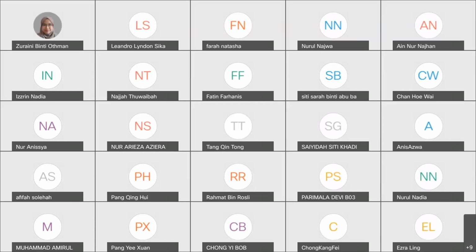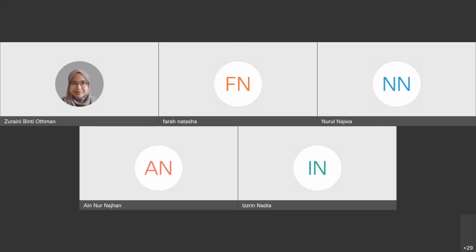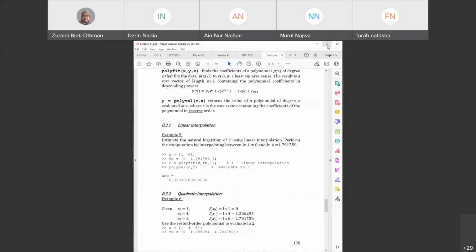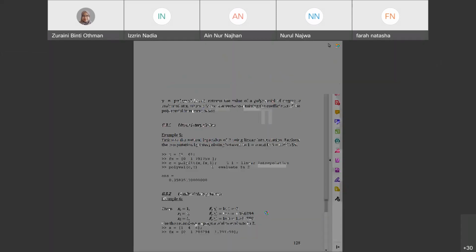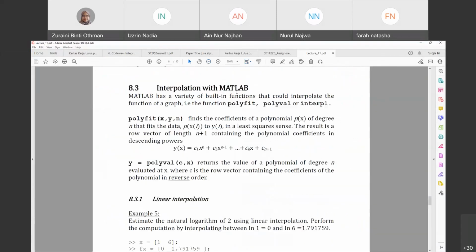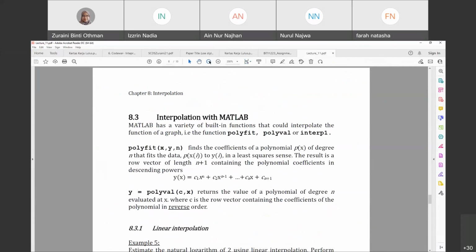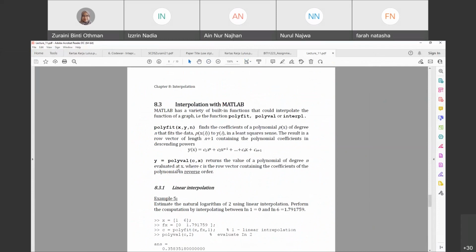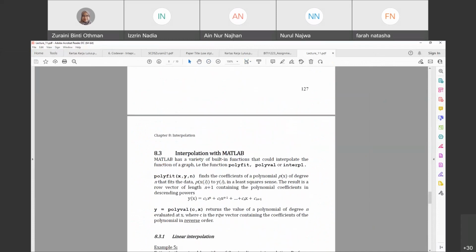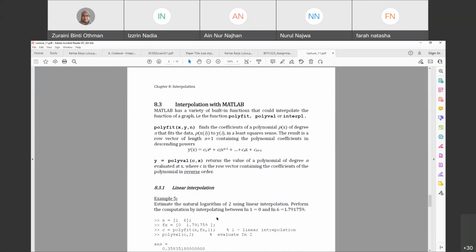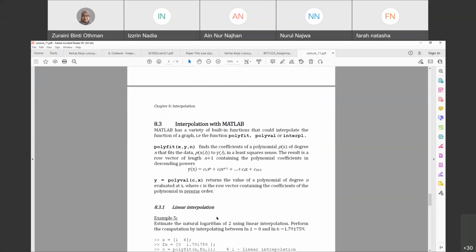Okay, for today's lecture, we will learn about the polynomial interpolation notes. And we will also do MATLAB to calculate the interpolation using MATLAB, linear interpolation or quadratic interpolation.